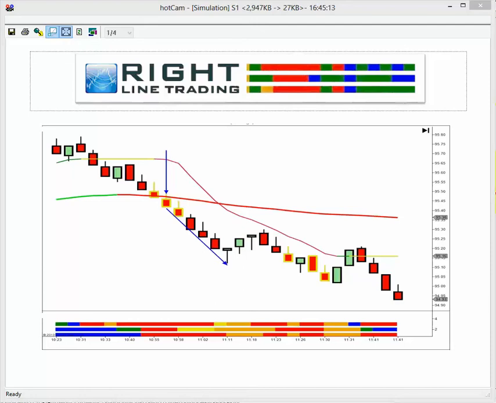So although some people refer to this in our room as a breakout trade, it really is not a breakout trade. We are simply taking a continuation short trade after price breaks all resistance to the downside.